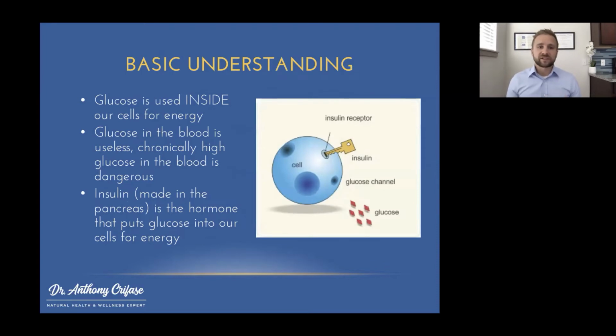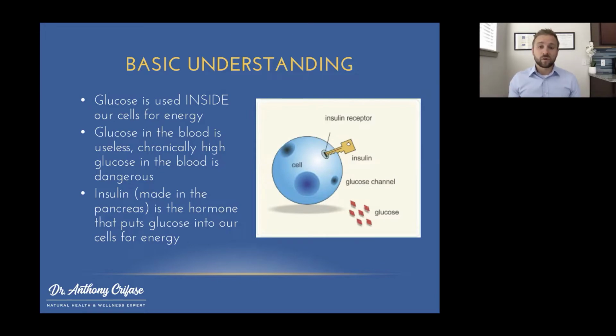So there's a basic understanding of how this works before we go on. When you consume food, your food gets broken down into glucose, which is known as sugar or blood glucose. And it's used inside your cells for energy. So it has to get inside of the cell. Now, if it's outside of the cell, it's essentially useless, and it causes a lot of damaging effects within the body. So chronically high blood glucose is very dangerous. So we'll talk about this more.